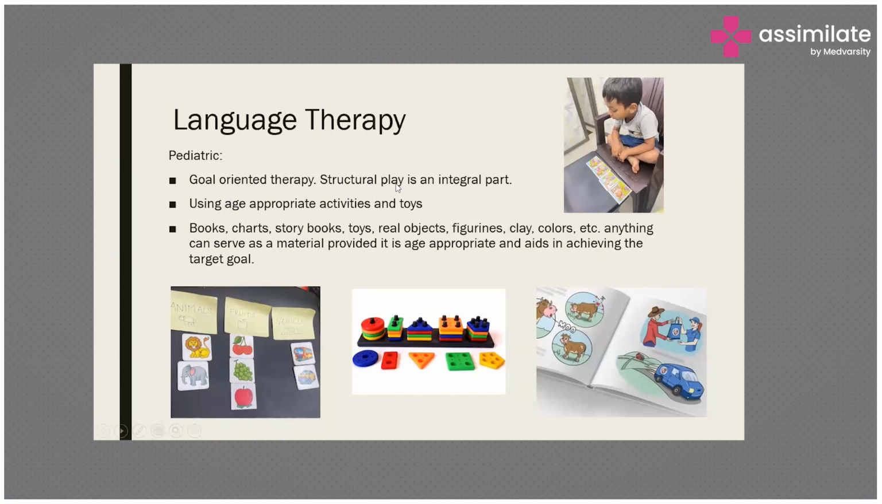It's actually a structured play and an integral part. We use age-appropriate activities and toys. A 10-year-old will not prefer to play with these kinds of pegs, but a 2-year-old or a 1-year-old will prefer to play with these kinds of sorting toys. So the activities and the toys that are chosen are actually age-appropriate. What we can use are books, charts, storybooks, toys, real objects, figurines, clay, etc., and anything that can serve as a toy for us.